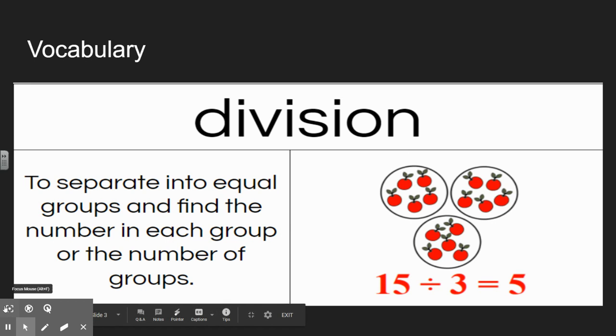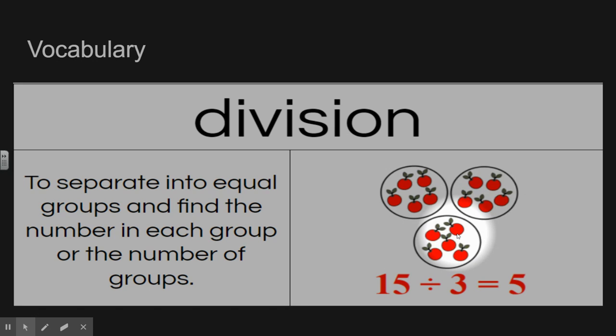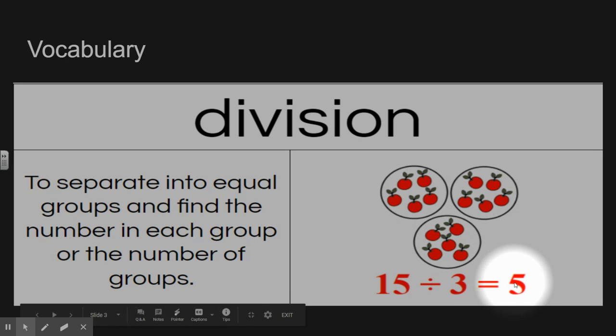Over here, I have 15 items, that's 15 apples. I'm dividing them into 3 groups. I have 3 circles to represent those 3 groups, and I have 5 apples in each group. There's my product. Quotient: 15 divided by 3 equals 5.